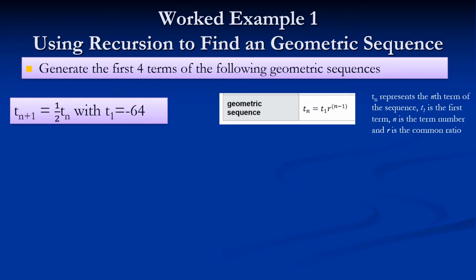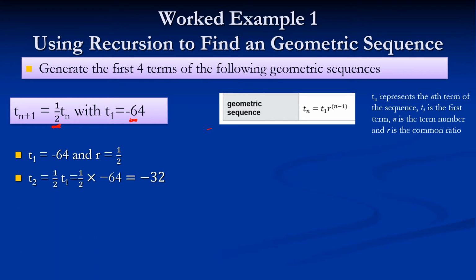Okay, now let's mix it up a little bit. What I've done is I've put a common ratio which is a fraction. So it's a half. And I'm starting off at a negative. So we've got term 1 being negative 64. So term 1 is negative 64 and the common ratio is half. Here's our common ratio, which is a half.